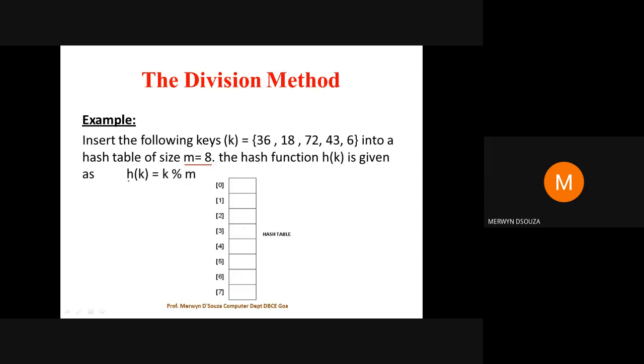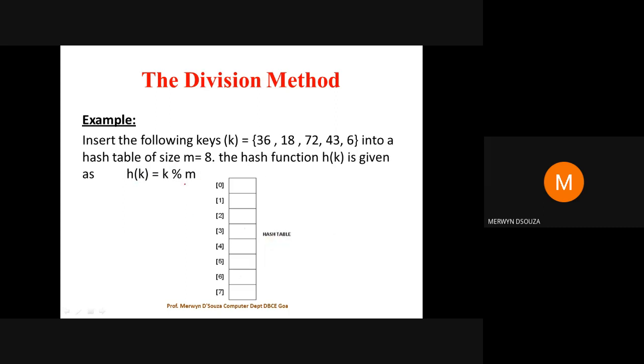This is the hash function which is given to you. The moment you see this modulus, you must understand that we are doing the division method. This is the data you are supposed to insert into the hash table. So let's see how to do that. You're going to insert the data using this hash function. Without a hash function you cannot do any operation on the hash table.